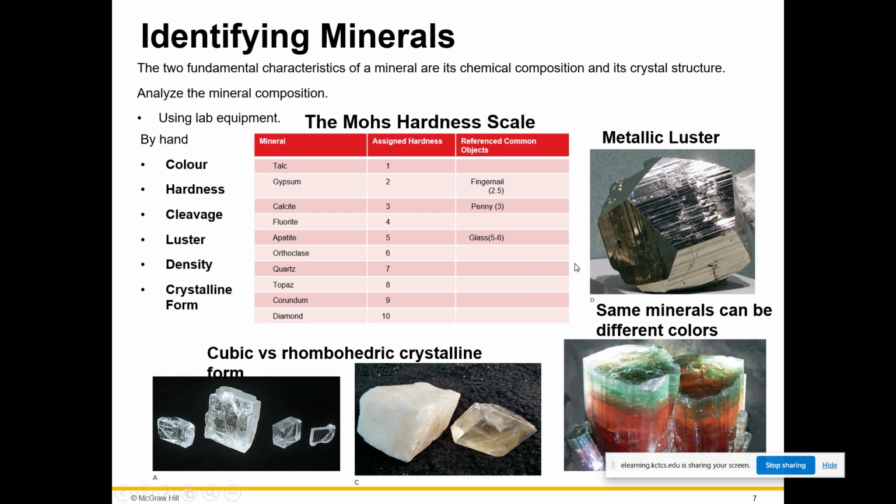Luster is how light reflects on it. This is a metallic luster that's being exhibited. There are also glassy luster and opaque. Density: how much water does it displace? There are actually some minerals that are quite light and can kind of float. There are rocks that can float, and some that are much more dense. And then crystal form, we already talked about that.